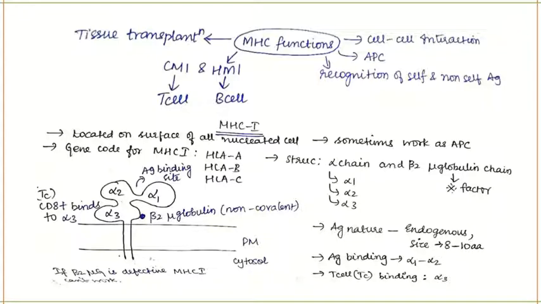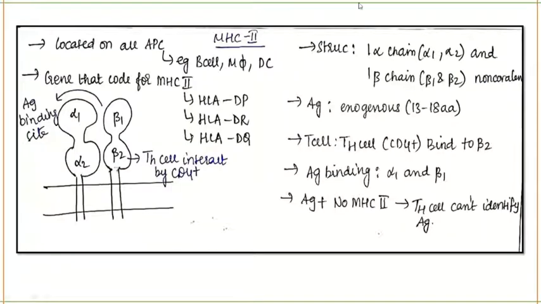So this is all about MHC1. Next we are going to see is MHC2. This is also located on all the antigen presenting cells like B cell, macrophages and dendritic cells. The genes that code for this MHC2 will be HLA-DP, HLA-DR and HLA-DQ.